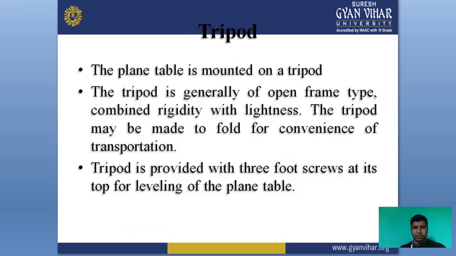Now the next instrument is the tripod. What is a tripod? Where is it used? Why is it used? Basically the tripod is used in plane table survey to mount or fix the board. The tripod is generally of open frame type, combining rigidity with lightness. The tripod may be made to fold for convenience of transportation. It is provided with three foot screws and is used for leveling for the plane table survey.